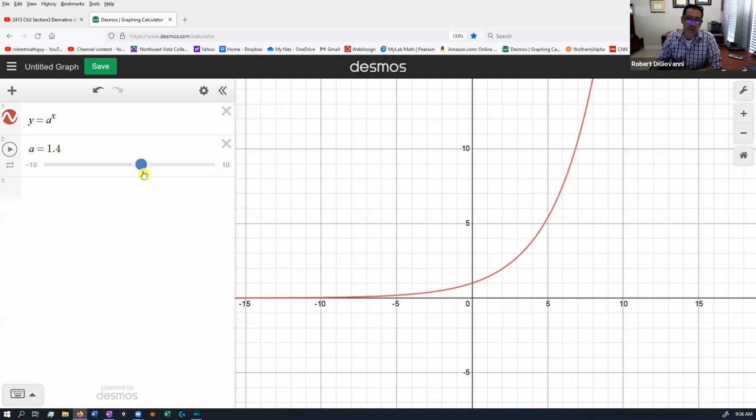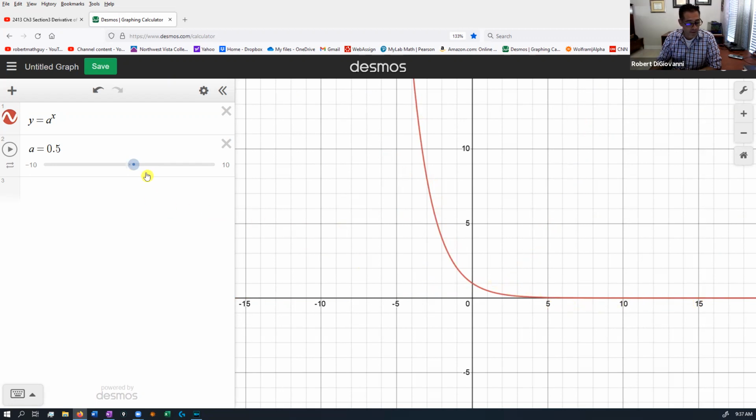Now, what happens if I make this number negative? Well, I can't. Remember, we said it had to be bigger than 0. But what if I make it a fraction, like 0.5? Let's move this to 0.5 and look at what happens to the graph. It kind of flips over, doesn't it? Now as you go to the left, it grows, going up and up and up, and as you go to the right, it starts to go down.